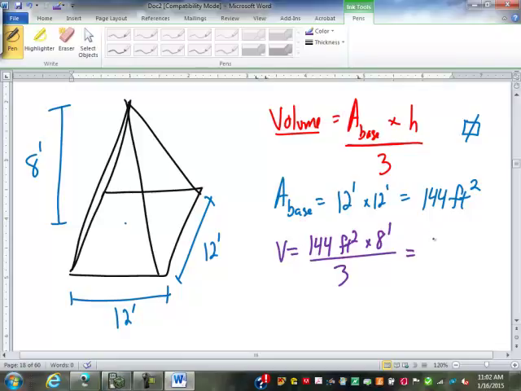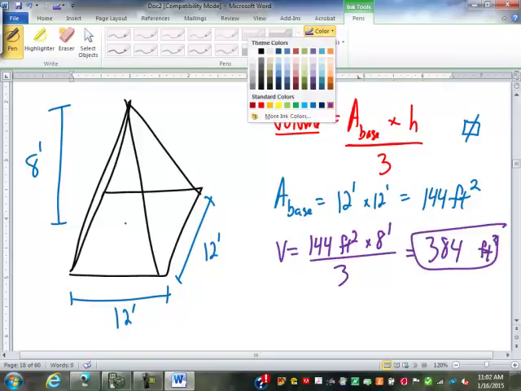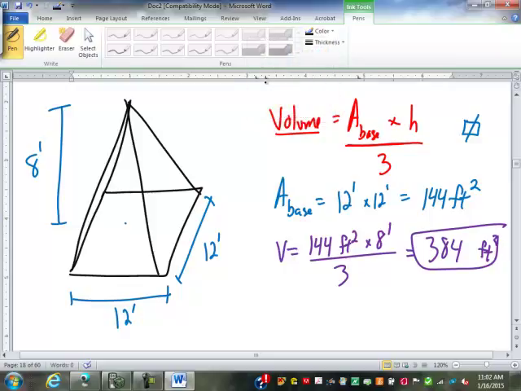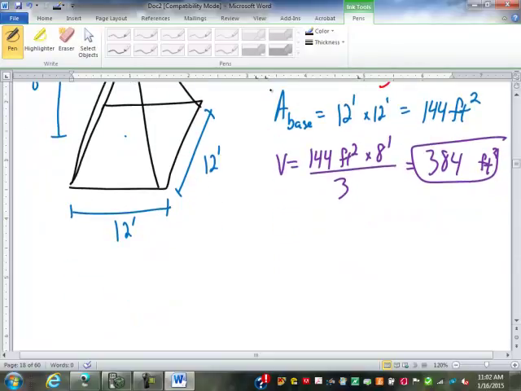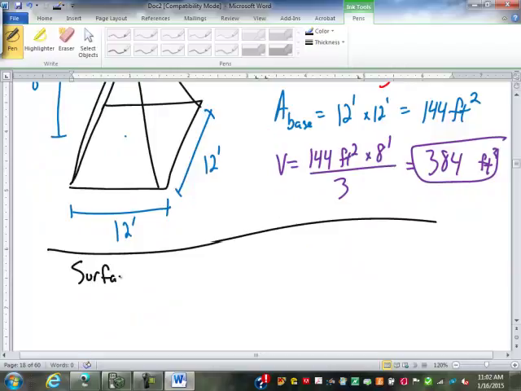Which is what, 384 or something like that? Cubic feet. So there we go. What do you think? Surface area, it's a little more complicated.